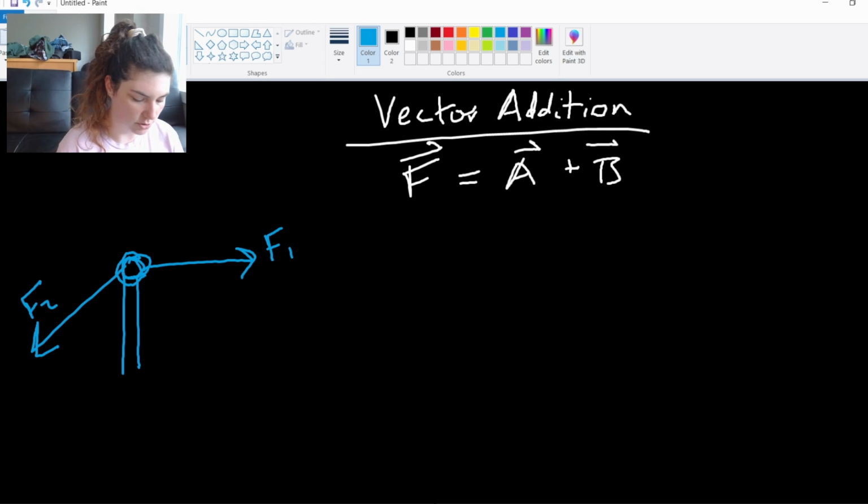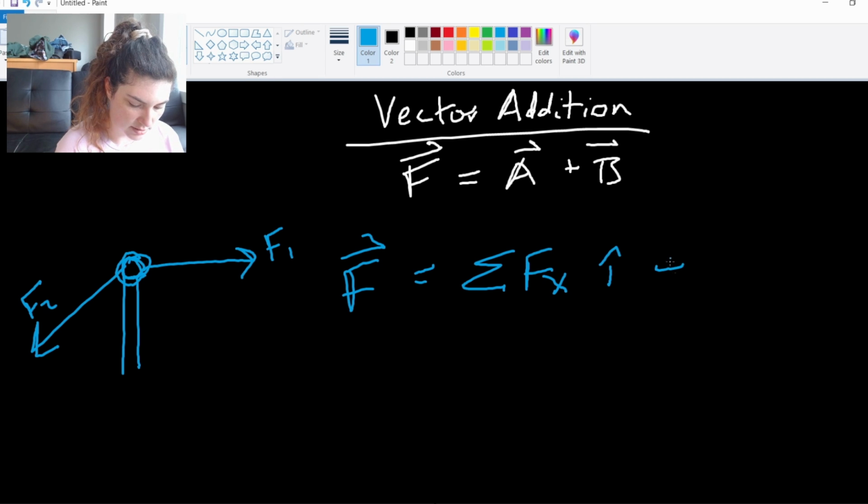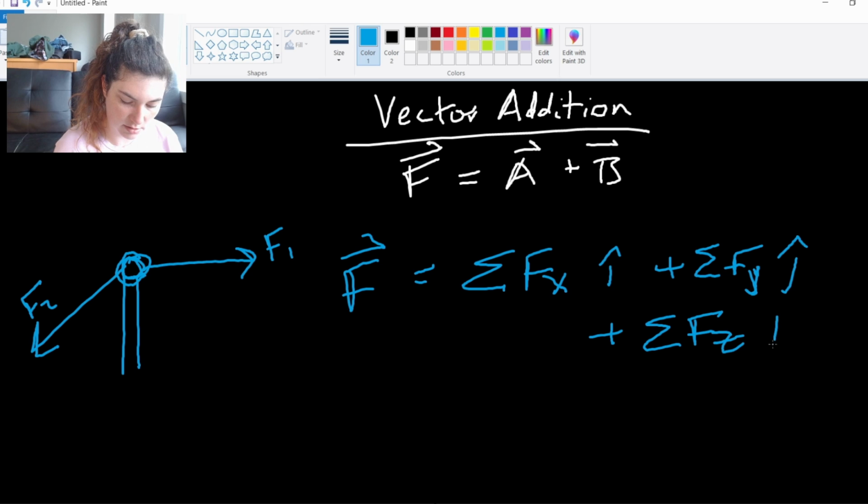So what we're going to do is take our resultant force, which is just going to be the sum of the components: the sum of all of your x components of the forces, plus the sum of all your y components of forces, plus the sum of all your z components of forces. So we'll be breaking these down into their x components, y components, and z components, adding them together to get resultant forces. So we'll go ahead and try an example.